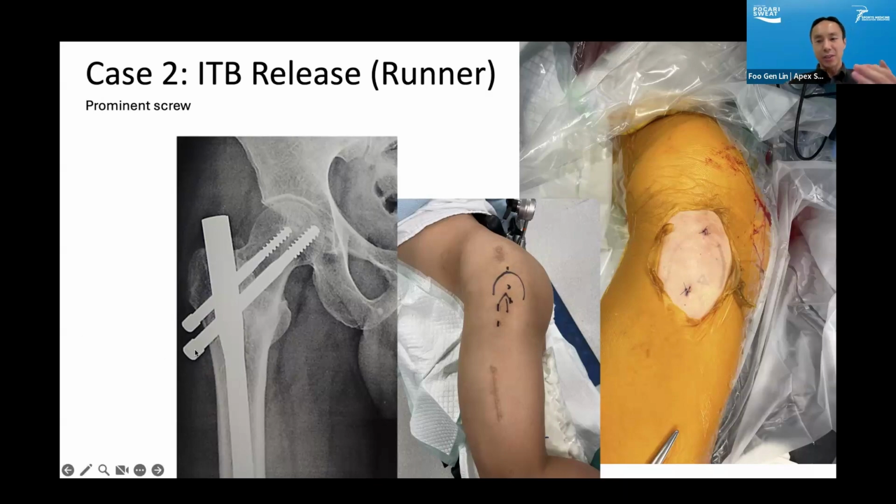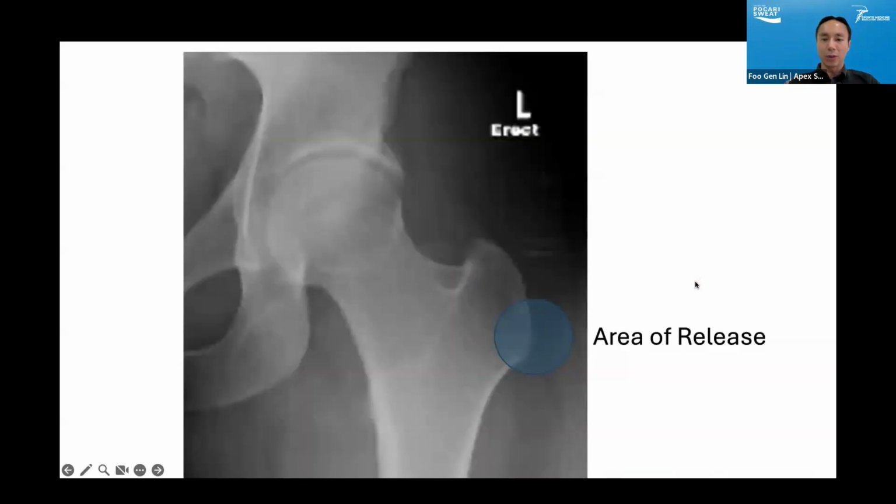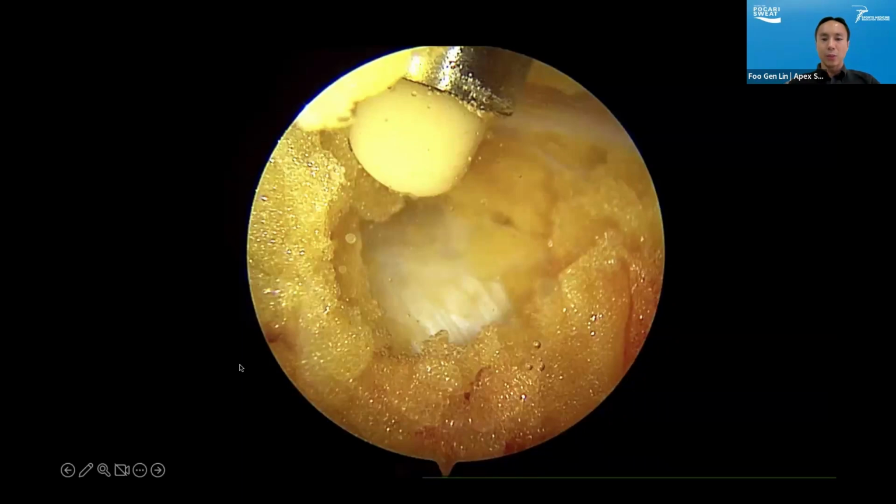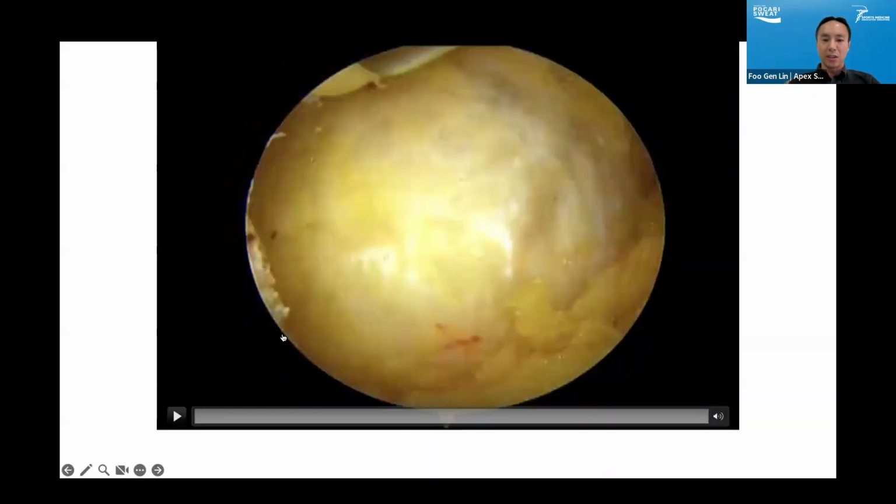So we had to address, obviously, first of all, take out the screws as well as address the IT band. So this is how the patient was positioned. Those are the two keyhole portals that we made earlier on. And the area of release was, as I mentioned earlier, right over the crest, which is the part that's most prominent. So this is what it looks like in the surgery if it plays.